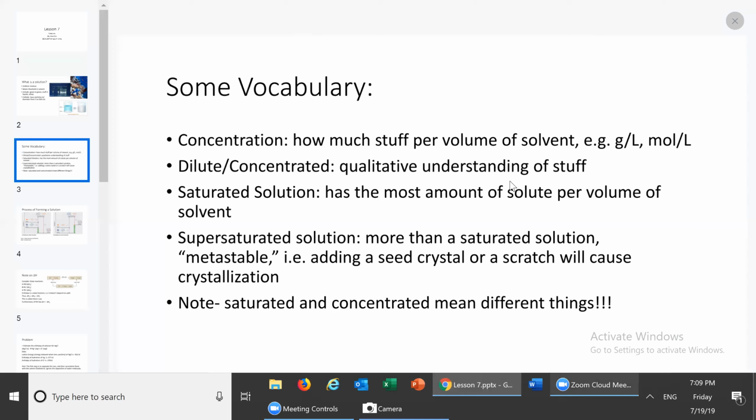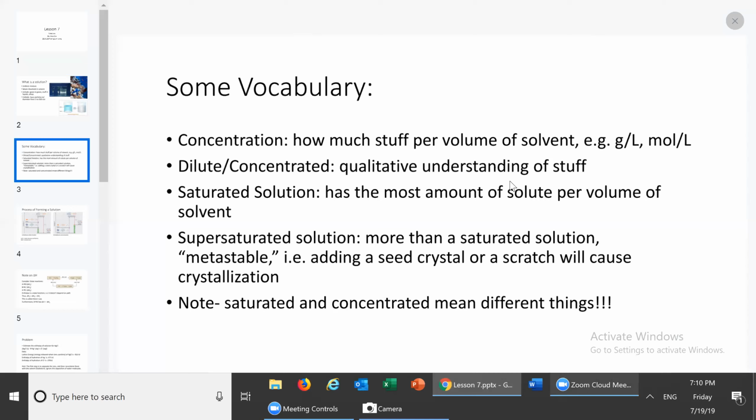For example, one way to disturb it is to add a seed crystal, a tiny crystal of the solute, and then the rest of the solute will crystallize around that seed crystal. Another common technique in chemistry is to use a glass stir rod, something like this, to scratch the inside of your container. By scratching it, you will form microscopic chips of glass, which form what are called nucleation sites, where the solute can crystallize.